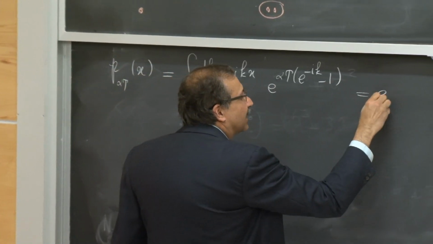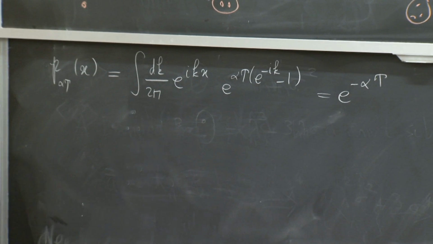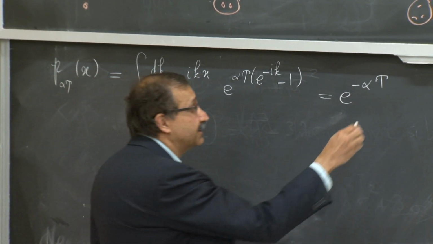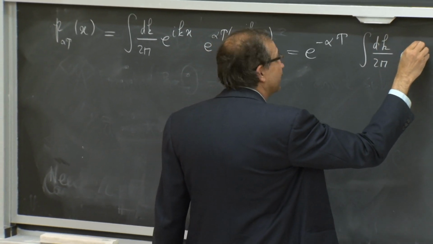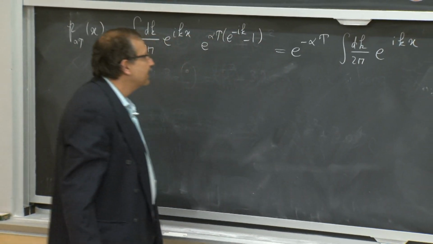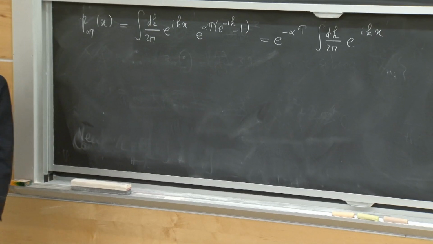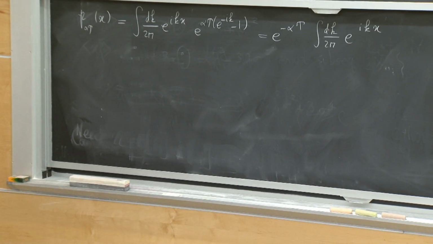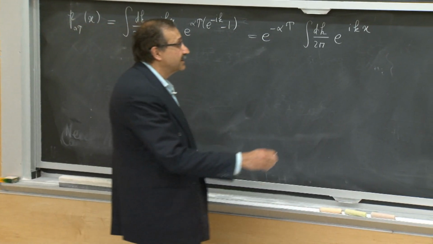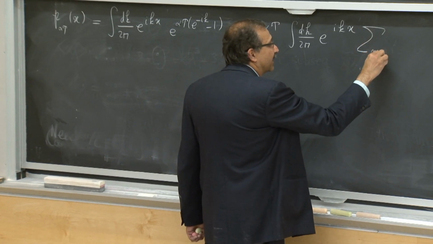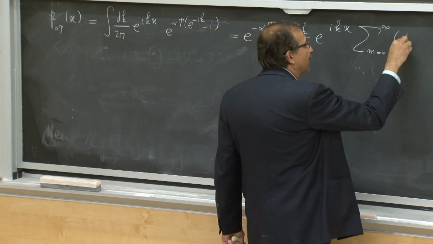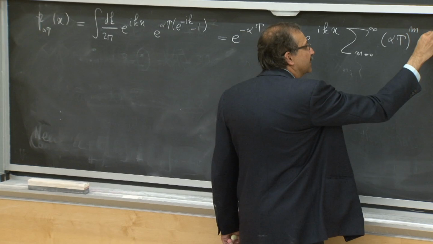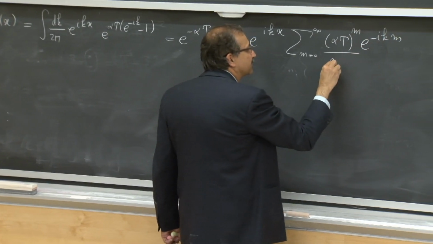Well, there is an e to the minus alpha t that I can simply take outside the integration. I have the integration over k, e to the ikx. And then I have this factor of e to the something, e to the alpha t e to the minus ik. I will use the expansion of the exponential. So the expansion of the exponential is a sum over m running from 0 to infinity, the exponent raised to the mth power. So I have alpha t raised to the mth power, e to the minus ik raised to the mth power, divided by m factorial.